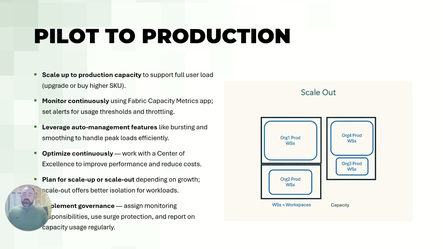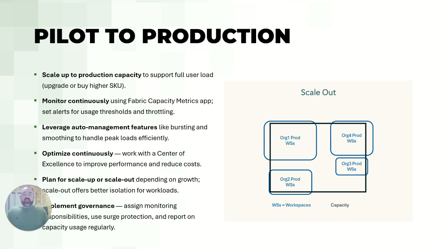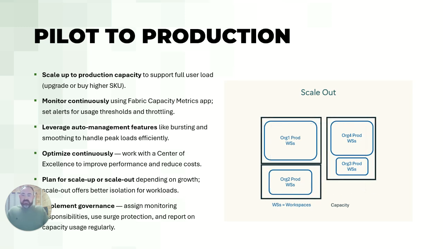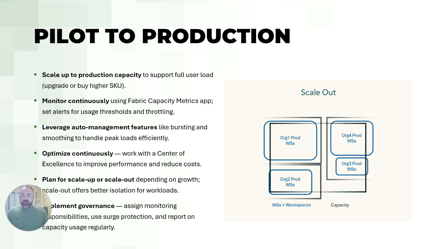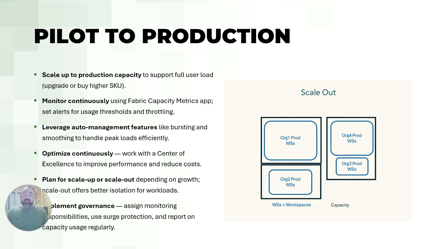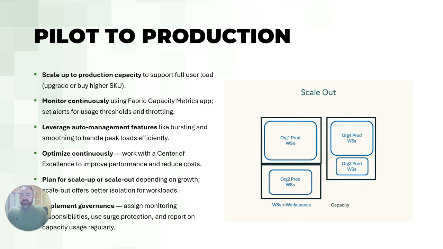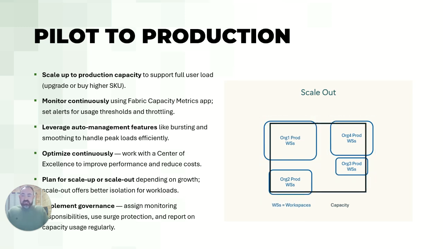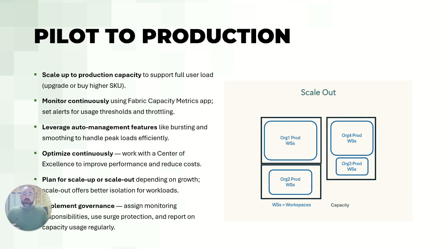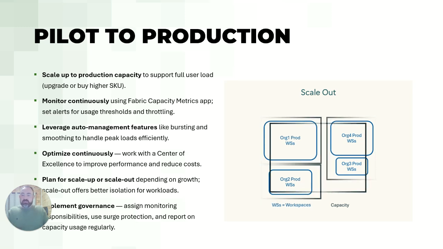Now we want to move to production, so we can scale up to production capacity, and this will support full user loads. And we need to monitor continuously using the capacity metrics app, set alerts for the usage threshold, and leverage auto management features like bursting and smoothing. As long as you're on top of them, you can navigate them effectively.